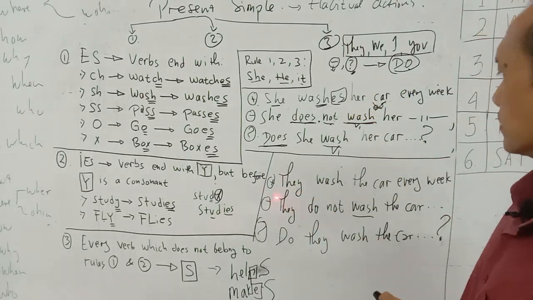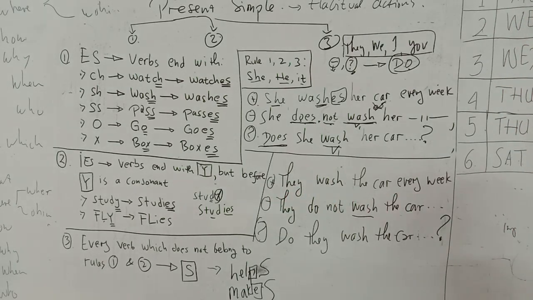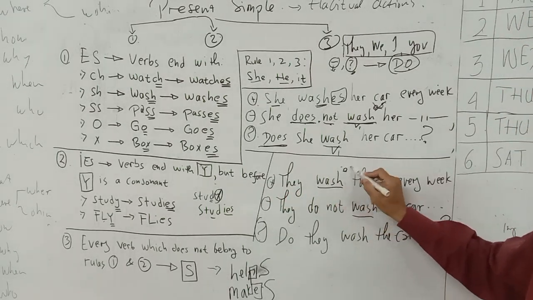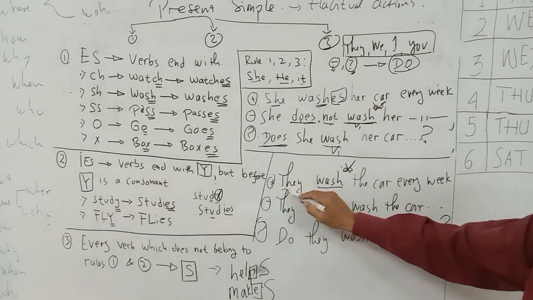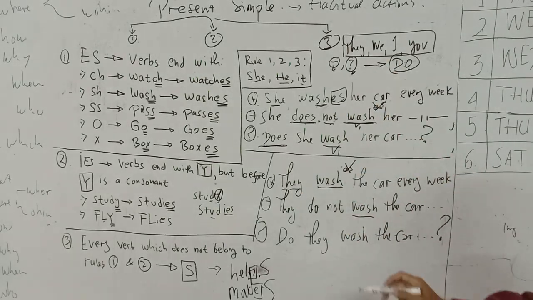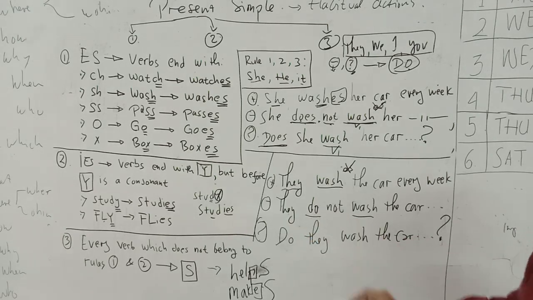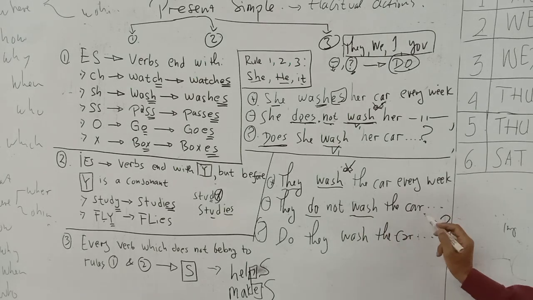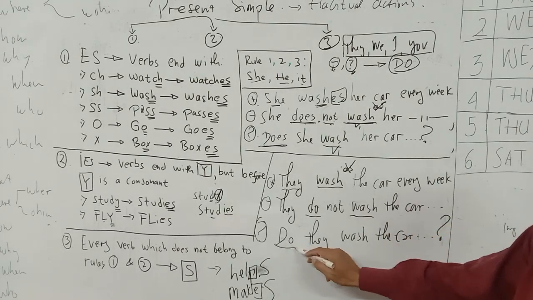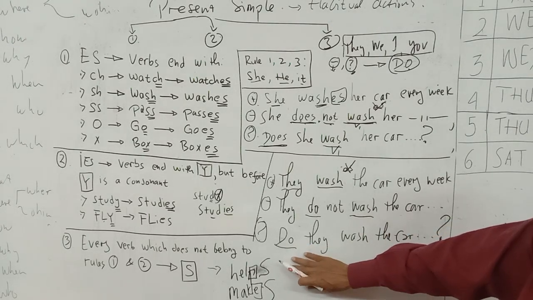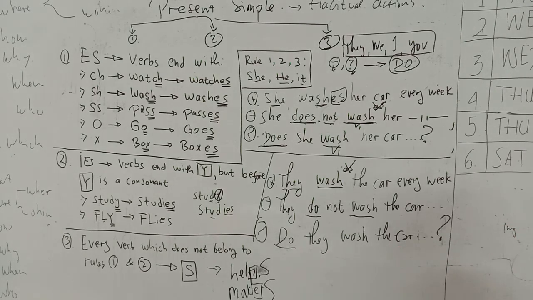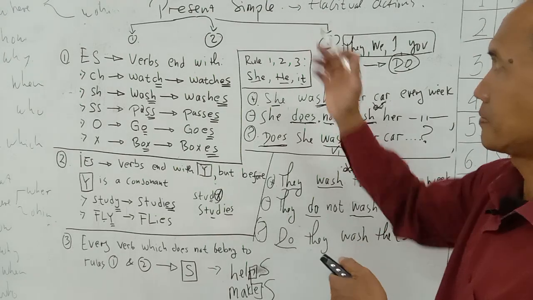Here is the example. They wash the car every week. So you do not put es here, because the subject is they. Okay? So negative is they do not. The auxiliary verb is do. They do not wash the car. And for interrogative, you move the auxiliary verb to the front of the sentence, it becomes, do they wash the car? So this is for present simple.